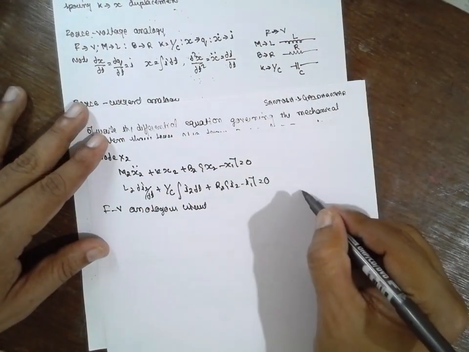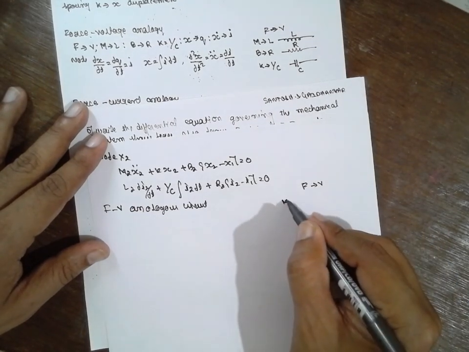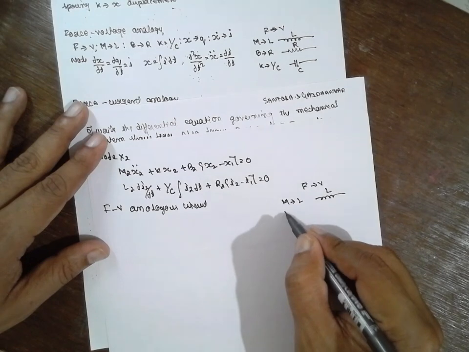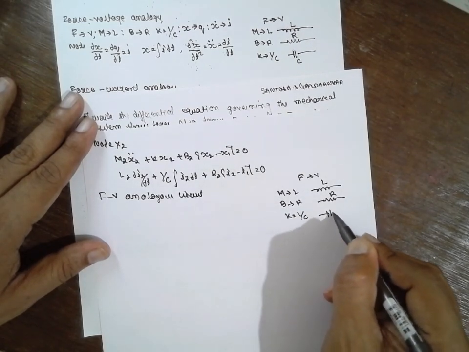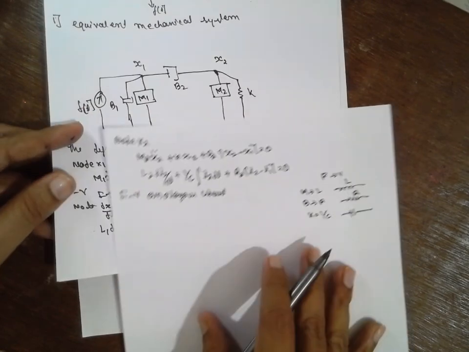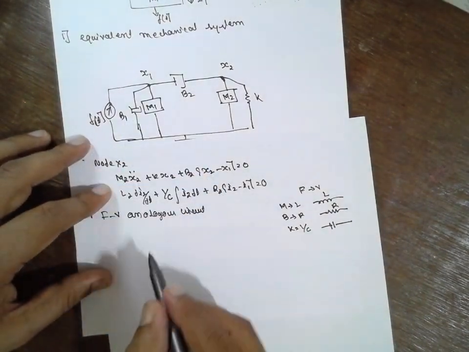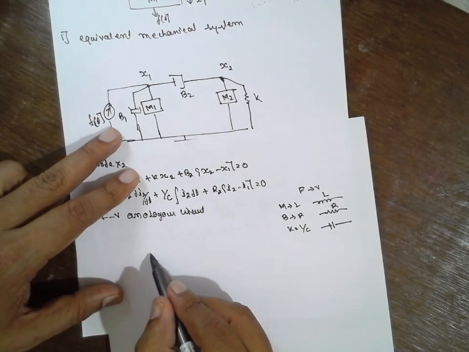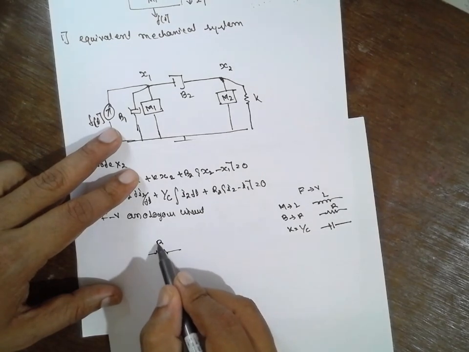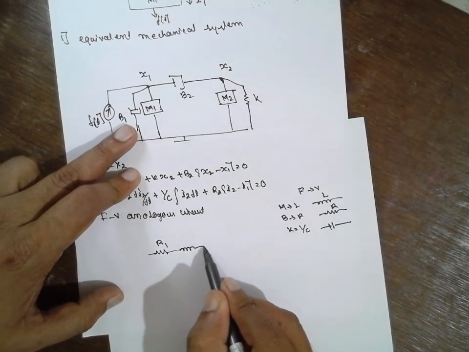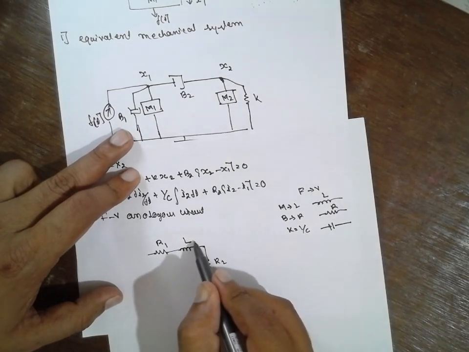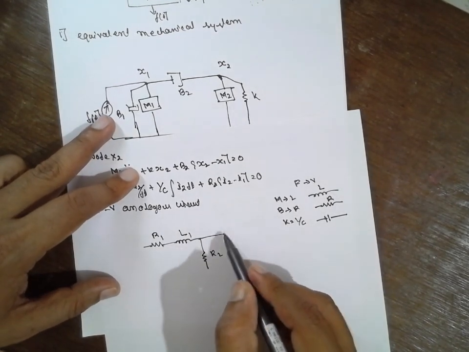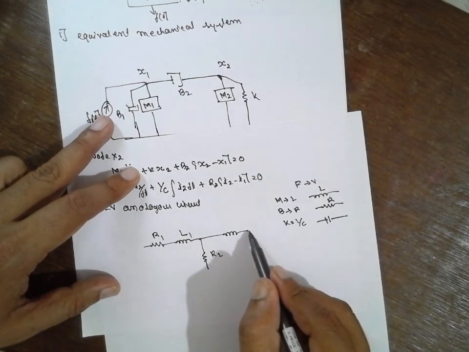For this one, again I will use the help of this part. F, force to voltage. M has to be replaced with L, B has to be replaced with R in terms of resistance, K has to be replaced with 1 by C, capacitance. Now this is my diagram. The vertical becomes horizontal and horizontal becomes vertical. This remains as it is. B is nothing but resistance R1, mass becomes inductance L, and this B becomes resistance R2. This is L1, R2. Further mass becomes inductance L, K becomes capacitance in series.